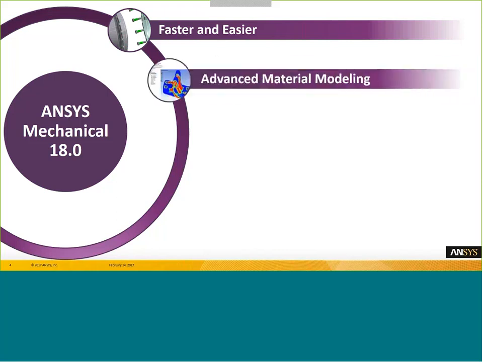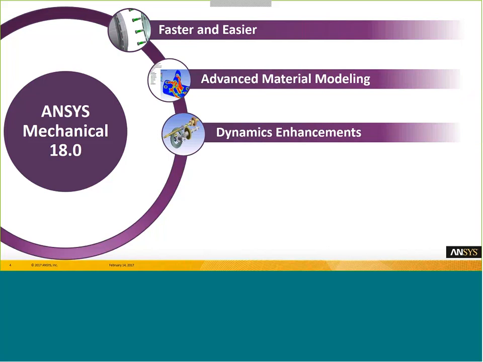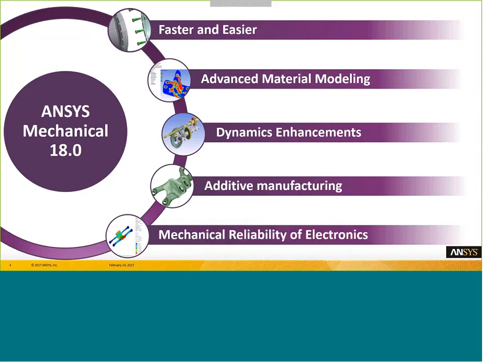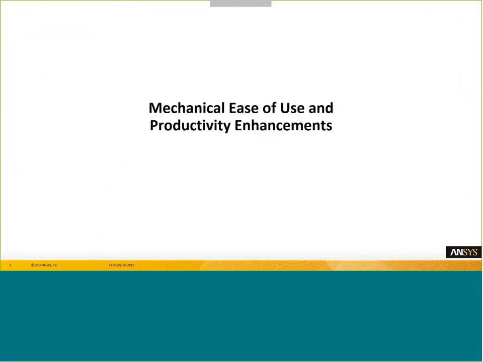Next, moving on, we have material modeling, so looking at some big advancements there into materials. And then following on that, some enhancements around dynamics, both linear and transient dynamics. Then we move on to an exciting topic, additive manufacturing, and then finishing up with a small section on mechanical reliability of electronics. So moving right along now into mechanical ease of use and productivity enhancements.